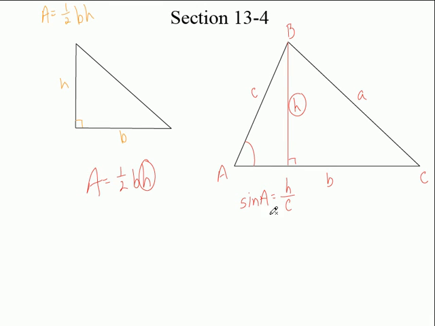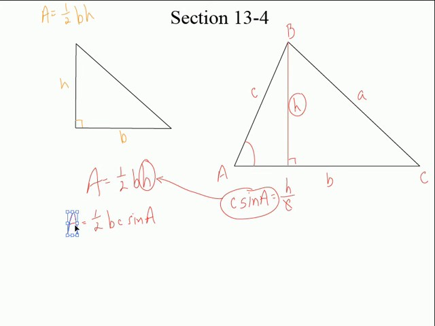So here, we've got this thing set up right here. Let's do a little quick algebra and solve for h. What would we do? That's right. Multiply both sides by c. That's what h is equal to. So we're going to take what h is equal to and put it right in for this. So now what am I going to do? I'm going to say area equals 1/2 the base times the height. What's the height? It's this thing right here, c sine of A. c sine of A. All right.